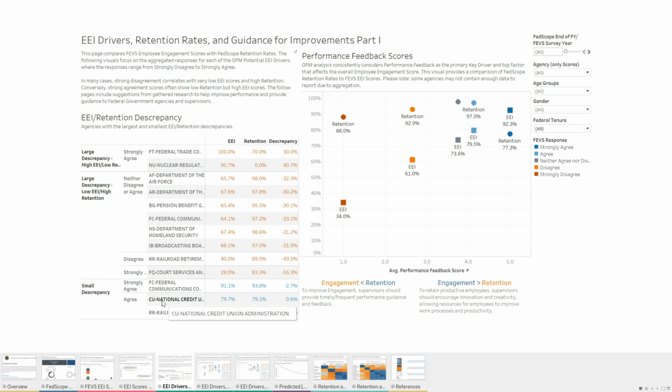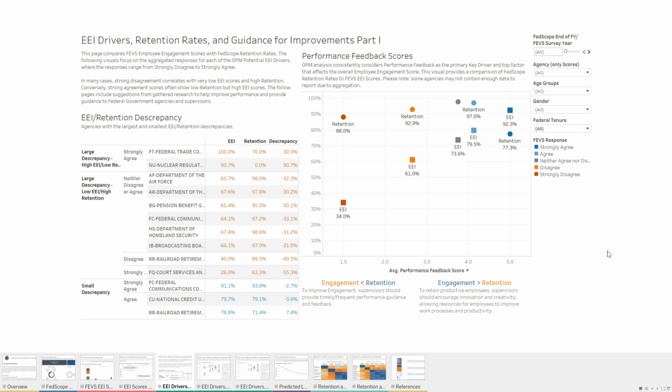So this can definitely act as a guide for agencies looking into this data. And maybe you want to chat to the National Credit Union here. Check them out. They only have a 0.6% discrepancy between the two of these. So you might want to chat with them and figure out what they're doing to help keep these engaged employees. I'm really curious to chat with them myself. So then back to the comparison.